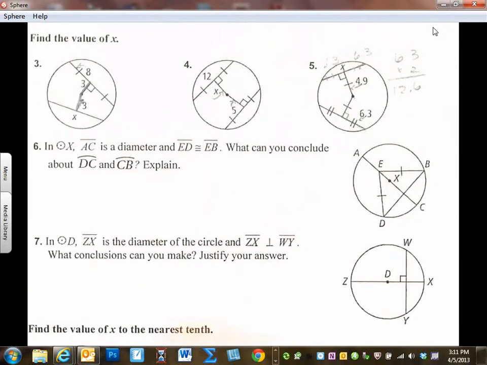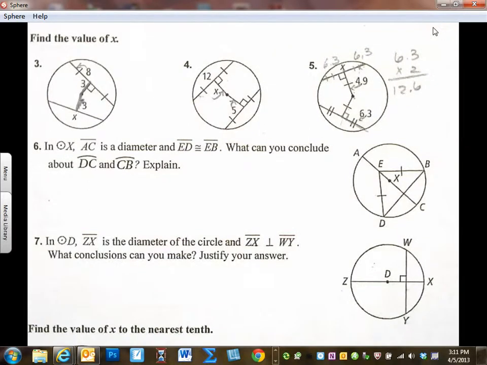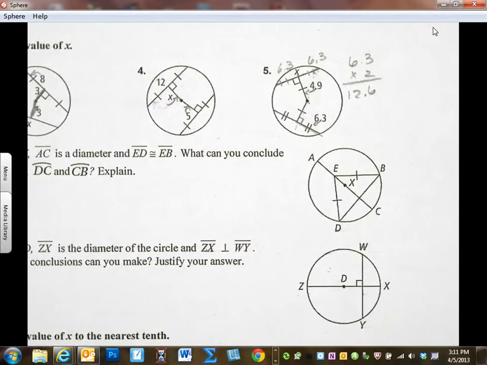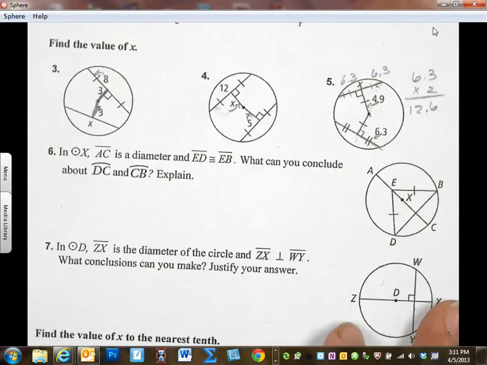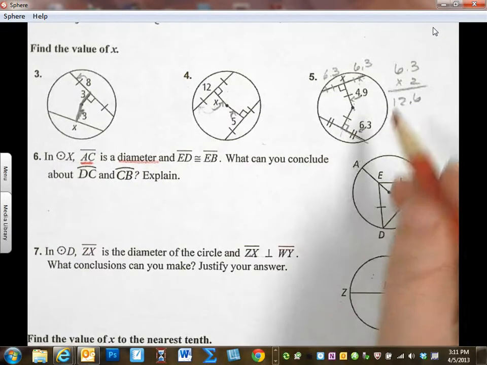Can you see that pencil very well? It's not showing up real well. Let me make sure. Maybe I'll break out the marker here in the colored pencils. Okay, here's number 6. In number 6 it says that AC is a diameter. Well, here's AC.